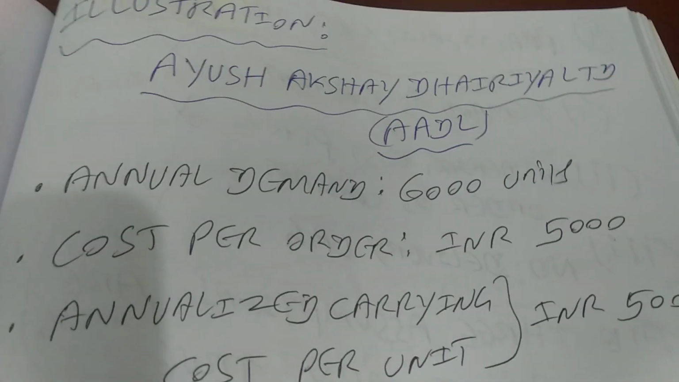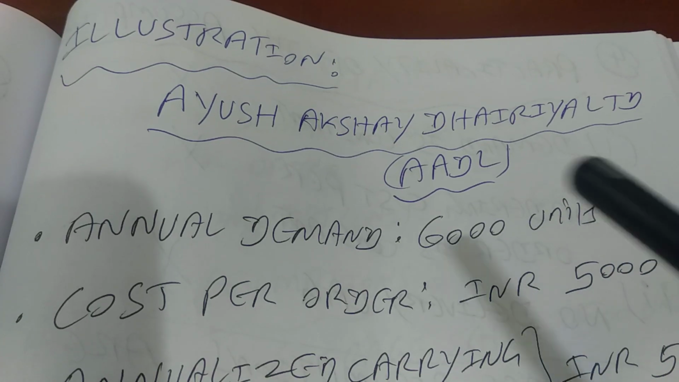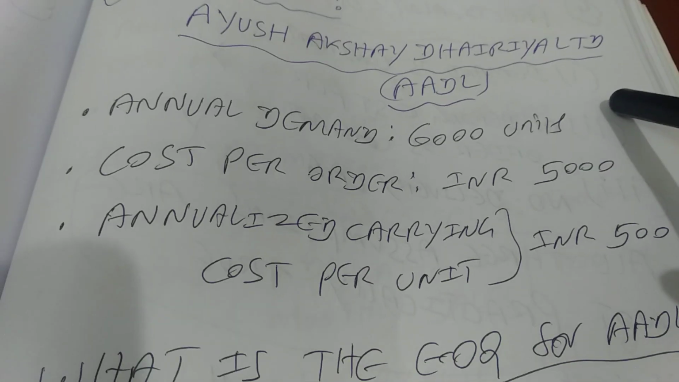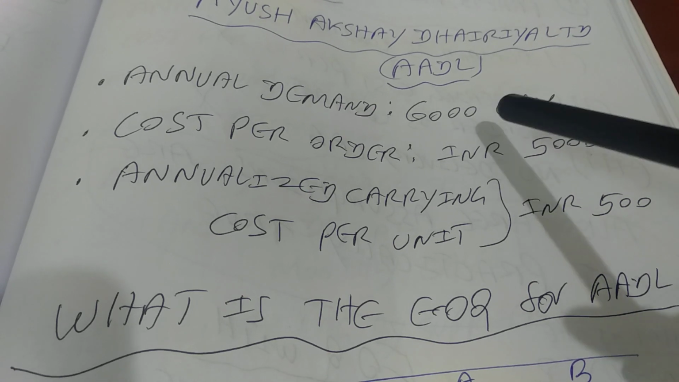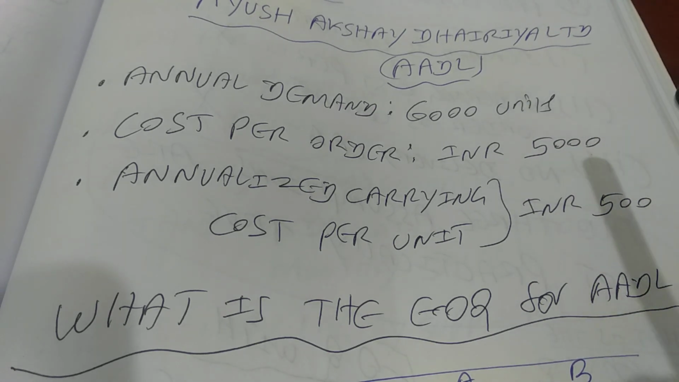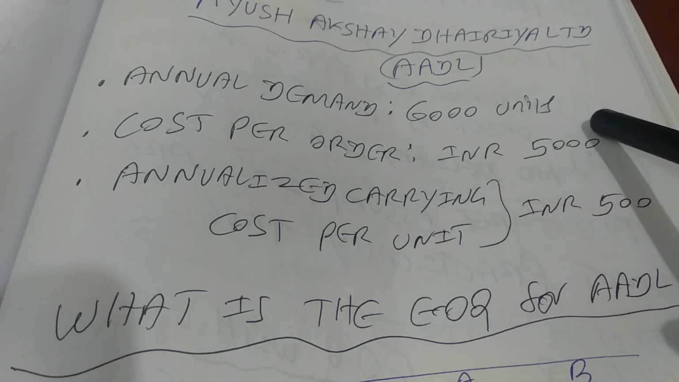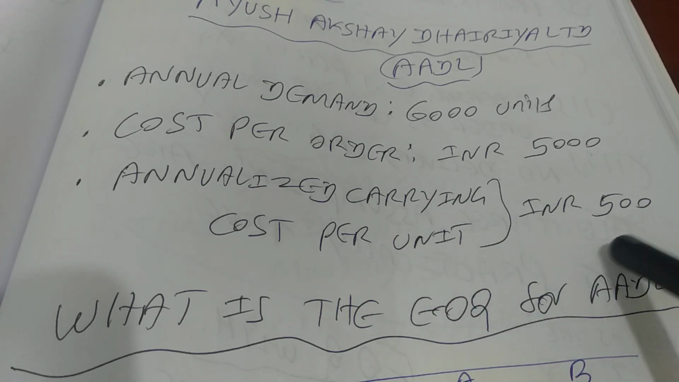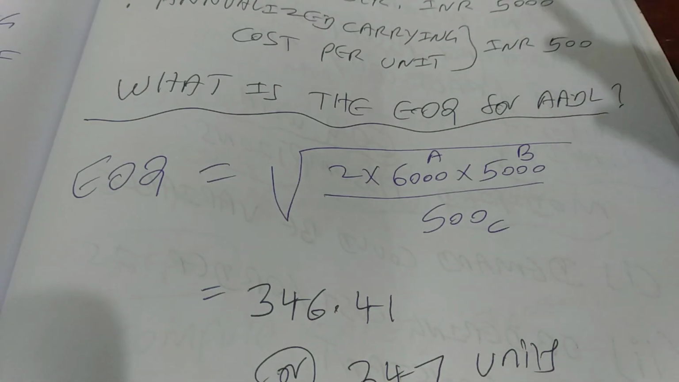So let's just go through one hypothetical illustration so that you understand the computation. The hypothetical company name is Ayush Akshay Dhairya Limited, AADL, and the annual demand is 6,000 units. This company is a retail firm. They simply procure the goods from the suppliers or manufacturers and sell it to the customers. So that means the annual demand for a particular item is 6,000 units, and the cost per order is INR 5,000, and the annualized carrying cost per unit is INR 500. So now the question is what is the EOQ for AADL given these information, right?